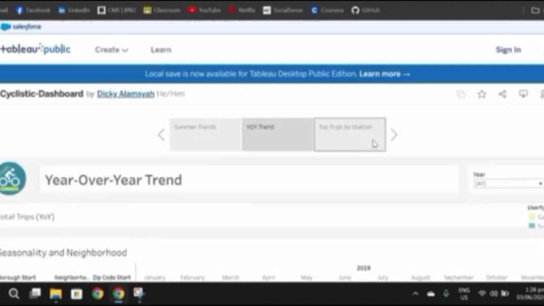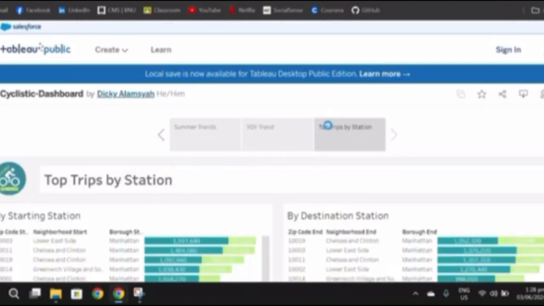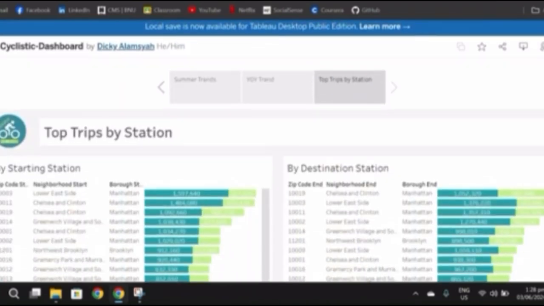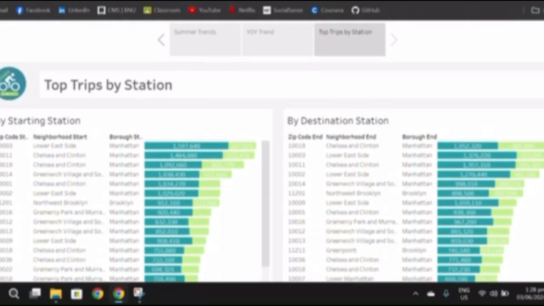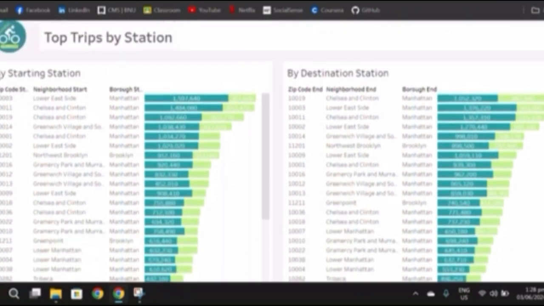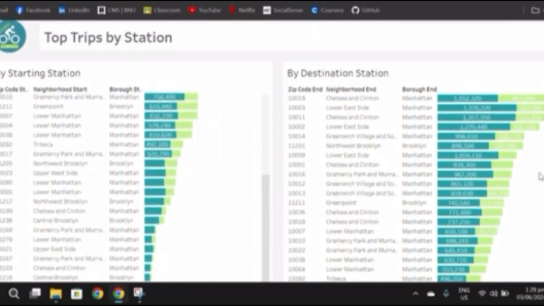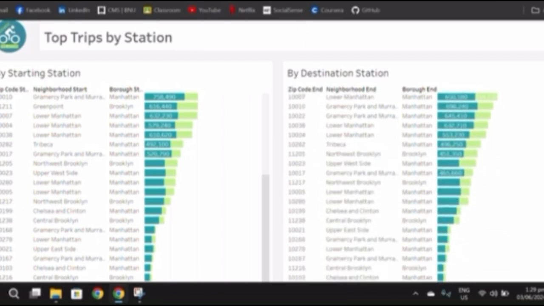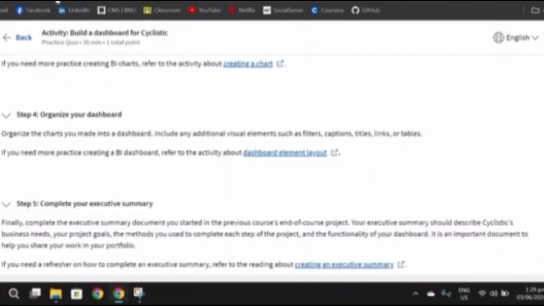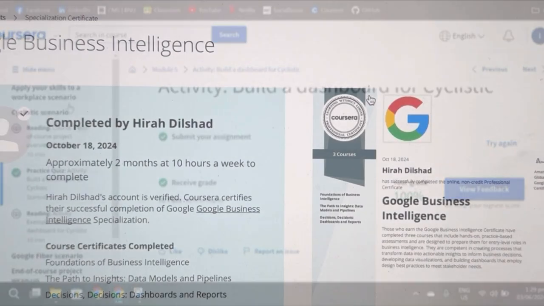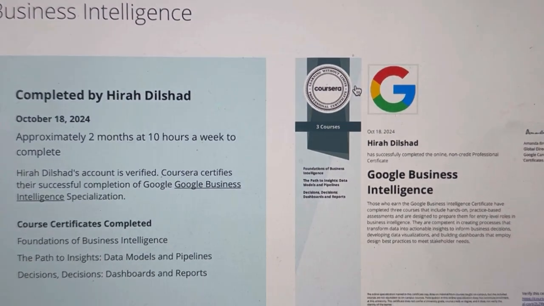And so moving back here, my completion certificate for this course, where I completed the entire course, which is also verified. So this is my entire certification for the Coursera Google Business Intelligence Professional Certificate. Thank you.